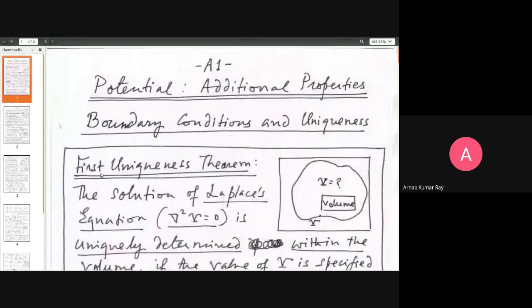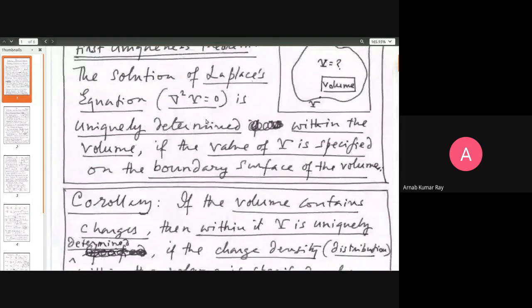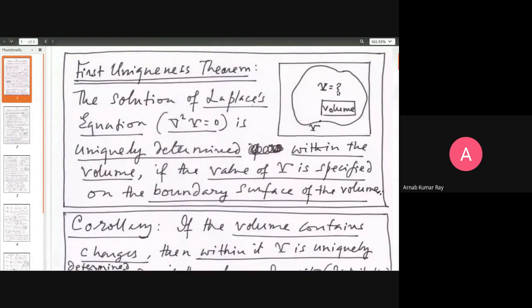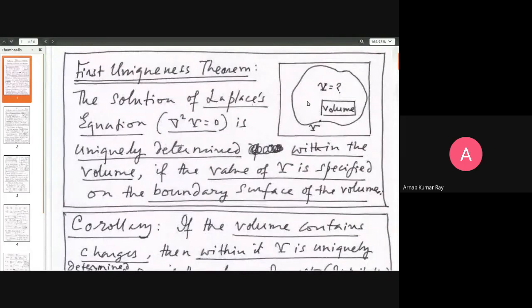We have talked about the first uniqueness theorem, boundary conditions and uniqueness. Unique meaning only one of a kind. You will get only a unique solution, uniquely determined. So that is the first uniqueness theorem. The first uniqueness theorem had a charge-free region bounded by a surface. Its extension or corollary is that there is some form of a charge density distribution bounded by the surface.